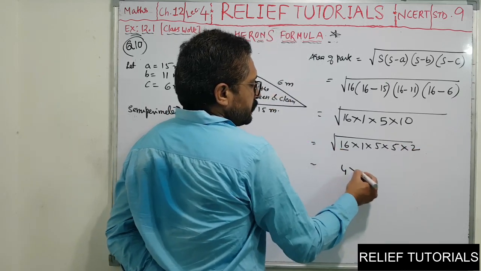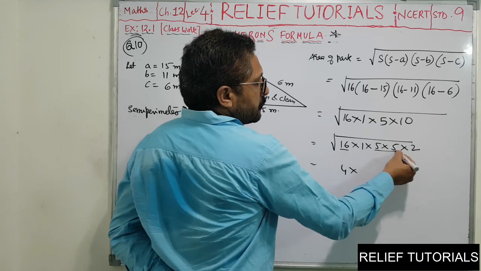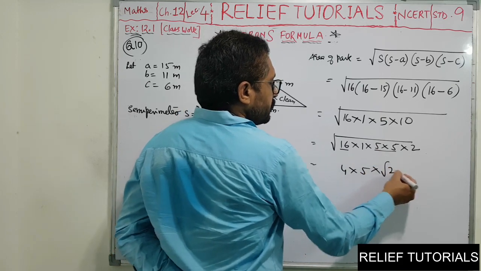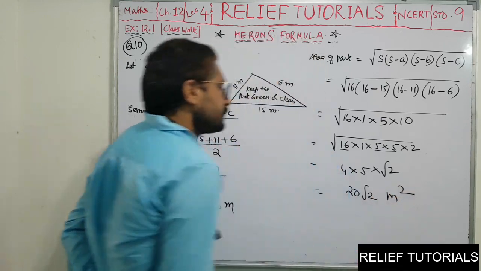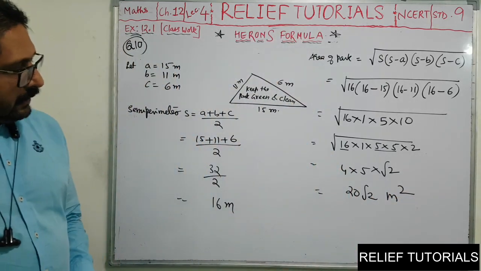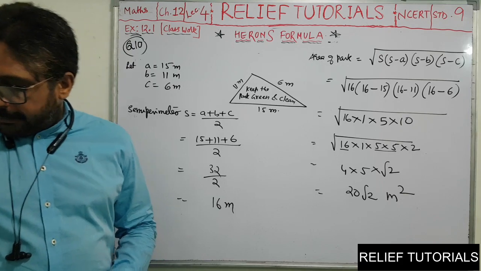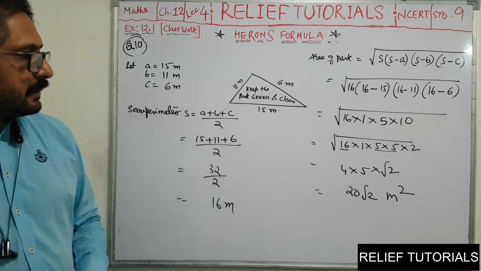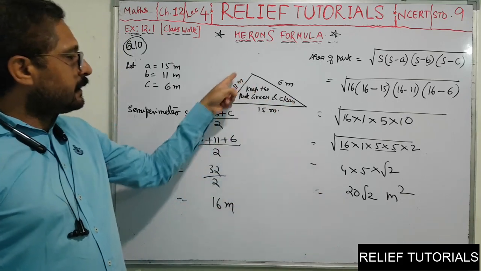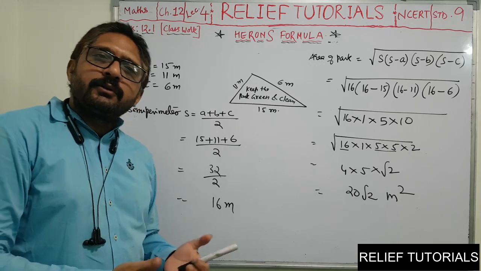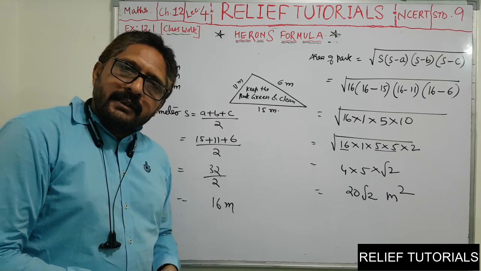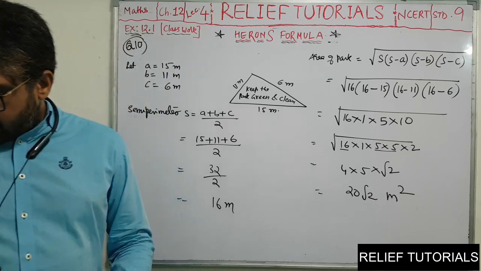Root 16 is 4. Root 1 is 1. There are 2 fives, so I will write 5 into root 2. So answer will be 20 root 2 meter square. So this is our answer. We want to find out the area painted in color. So this much area is painted in color. So simple, dimensions of three sides are given and you want to find the area by using Heron's formula. So it is quite simple.